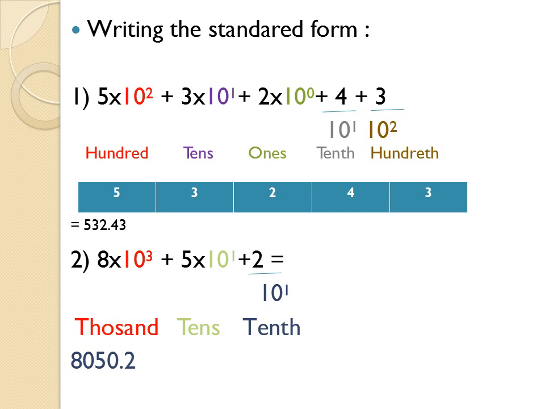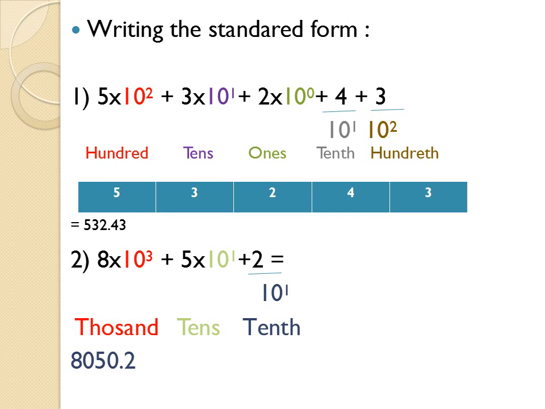5 times 10 power 2, we know that it is in the 100. So we put 5 in the 100. 3 times 10 power 1, we know that 3 is found in the 10th digit, so beside 5 we put 3. 2 times 10 power 0, we know that 2 is found in the 1st digit, so we put beside the 3 a 2. 4 over 10 power 1, so it's the first number after the point, and 3 over 10 power 2, the second number after the point. So it becomes how? 532.43.